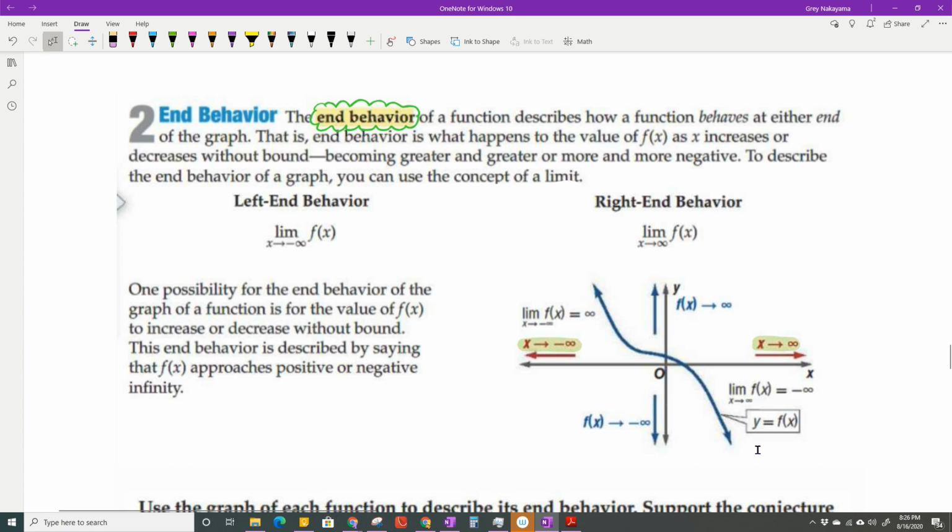Okay, and the left arrow means x is going to negative infinity, and the right arrow means x is going to positive infinity. Here it is on your graph. X goes to negative infinity means I'm going way over here. X goes to positive infinity means I'm going way over there. Or again, what's the right arrow? What's the left arrow doing?